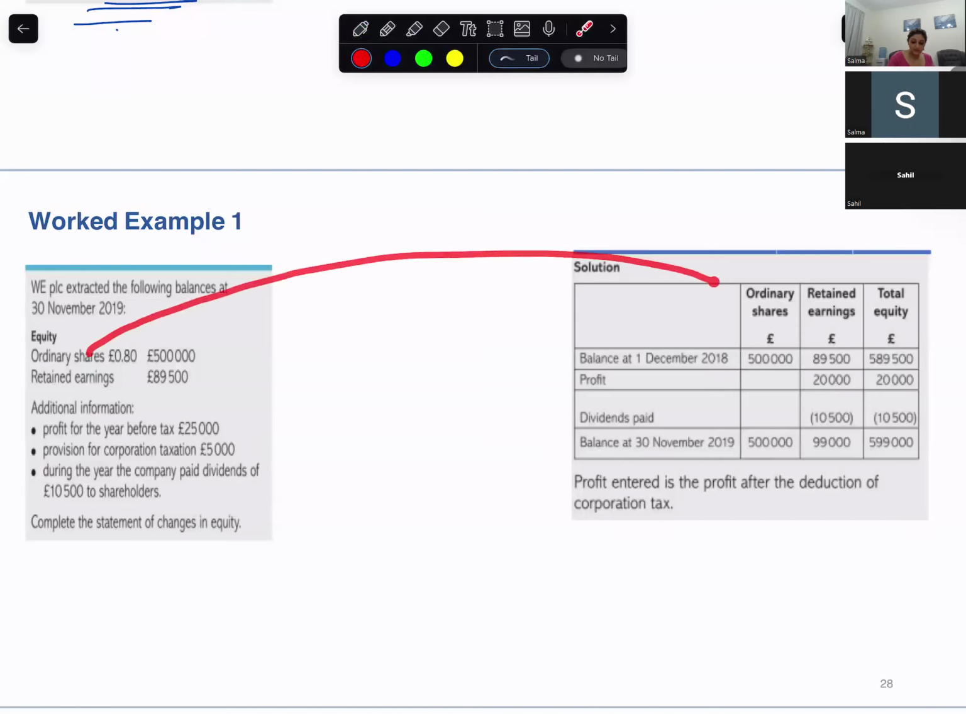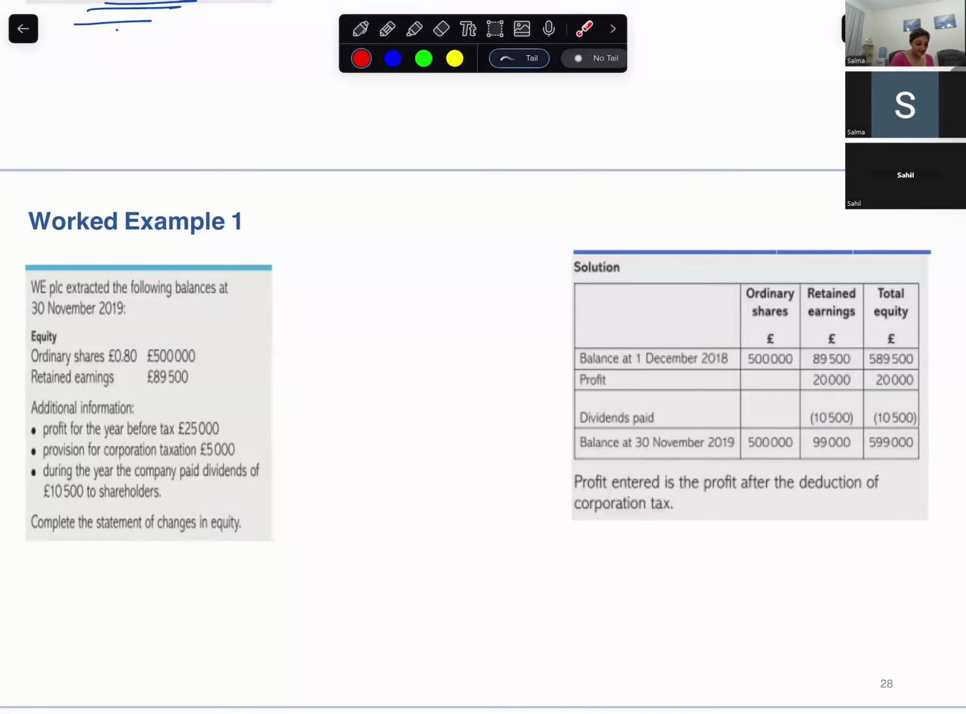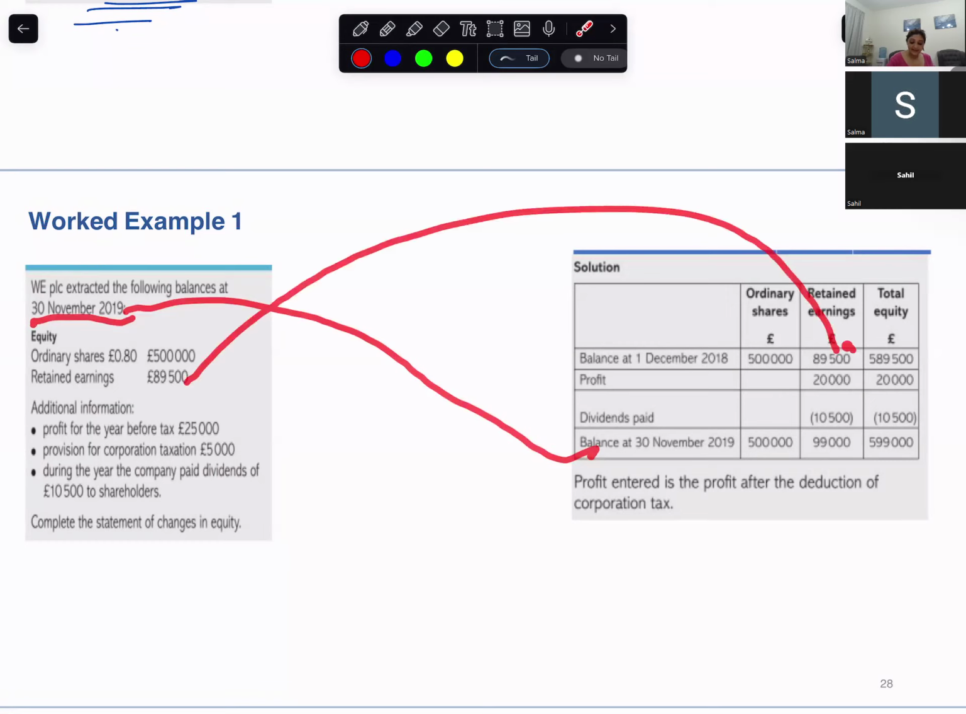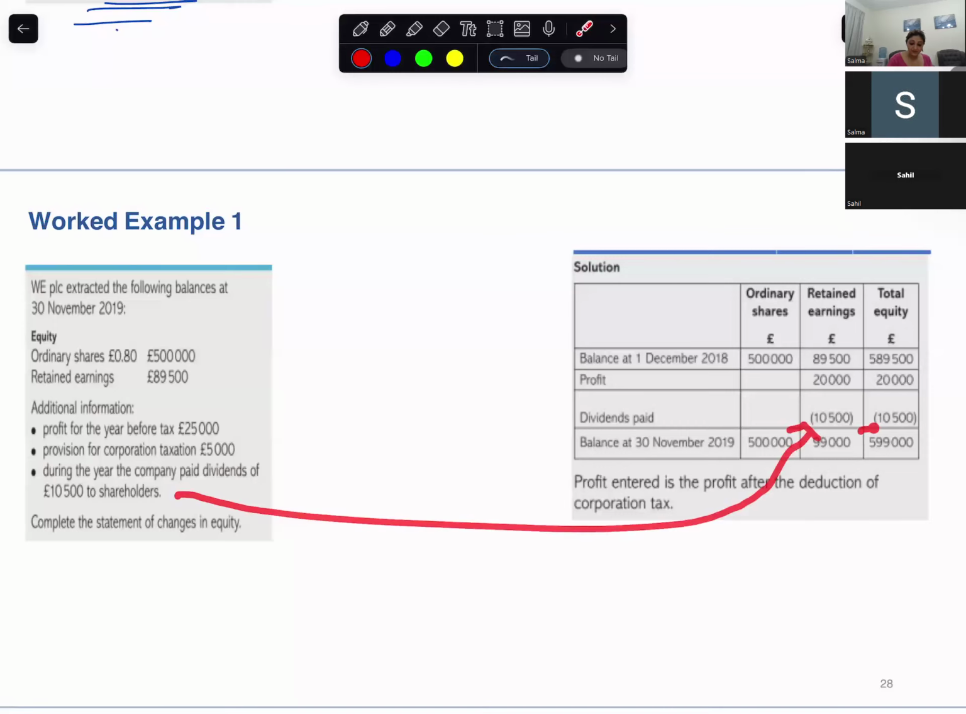It will have a column of ordinary shares, a column of retained earnings, and total equity. Ordinary shares, this would be a balance on the 1st of December 2018. That is the first day. And this is the last day, 30th November 2019. Are you with me? Retained earnings, this is the balance, and an addition of these both would come in the total. I need the profit after tax that is added to the retained earnings. Then you have dividend paid. Dividend paid is shown as a deduction from your retained earnings. This is your total shareholders' funds.